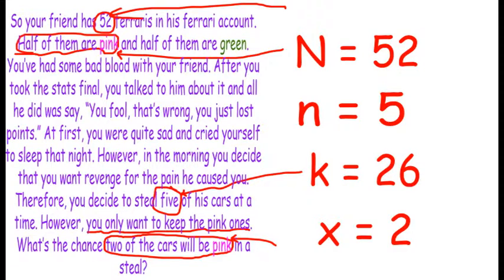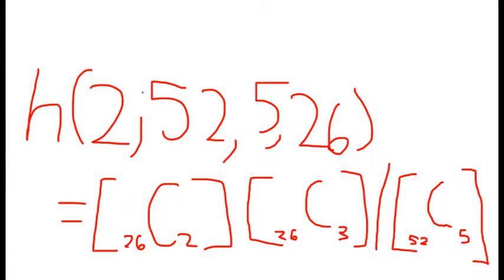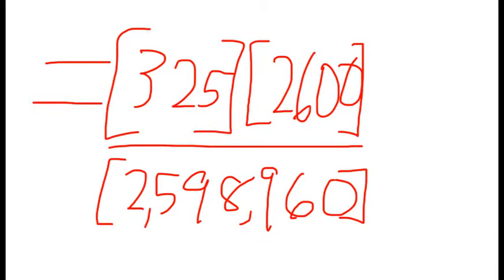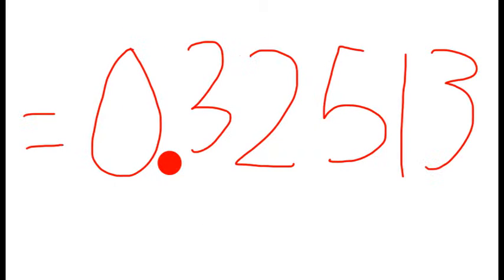Alright, so once you plug in the numbers to your equation, it looks something like this. And then you just do the combinations and then you get some numbers that look like this. And in the end, you get that the probability that you'll steal exactly 2 pink cars in a 5-car steal is around 32-33%. So even though that was a great problem, it's not really realistic, and so I'll give you some idea of how this might be used in real life.